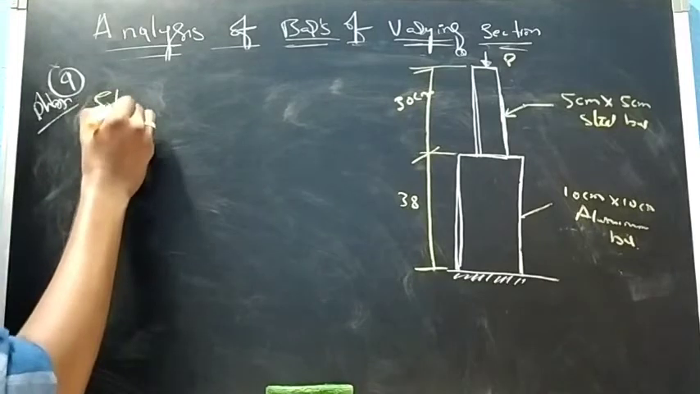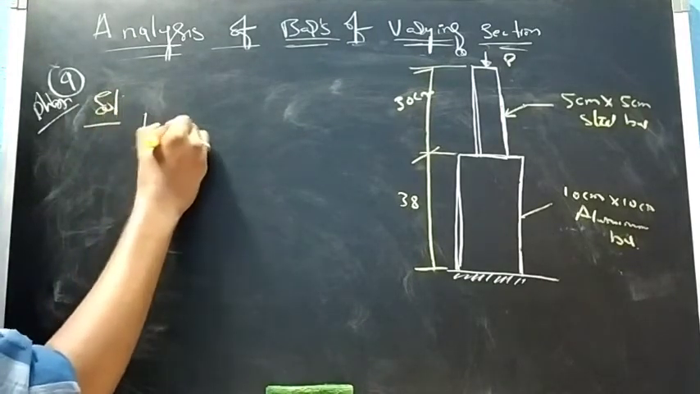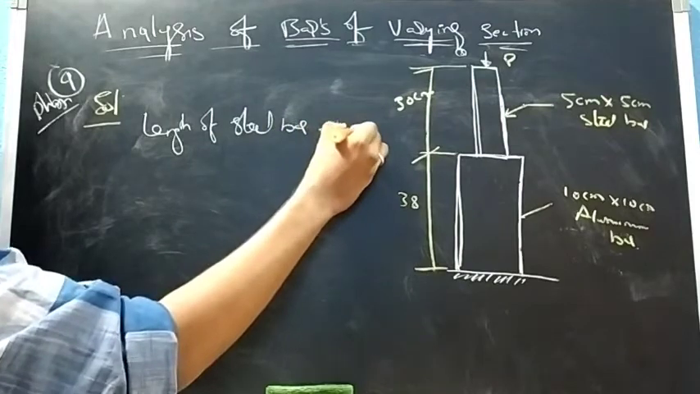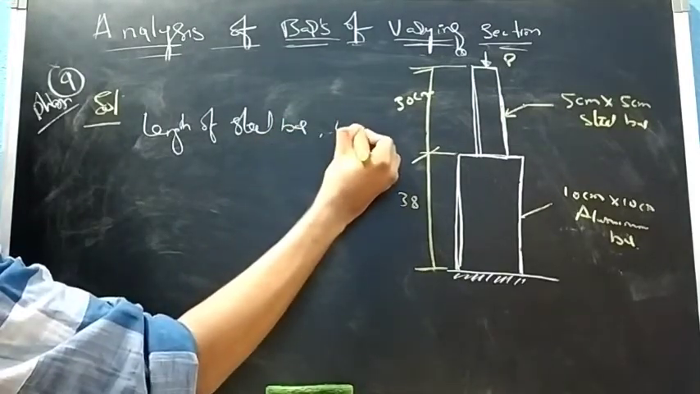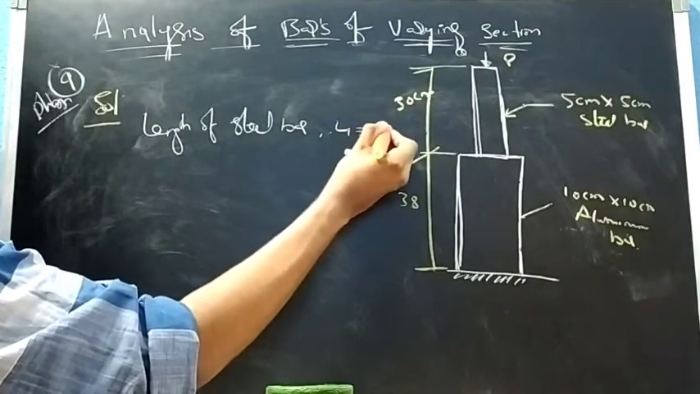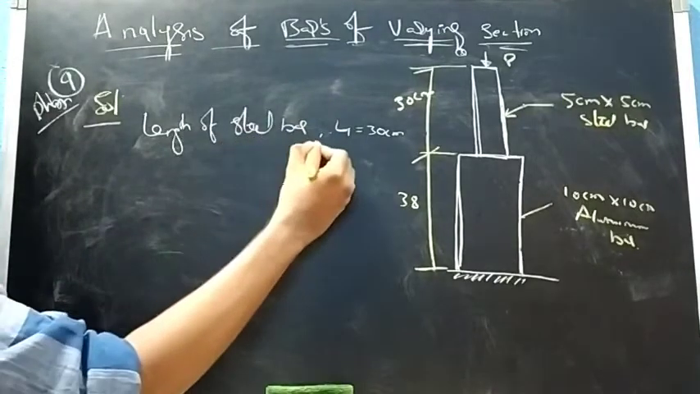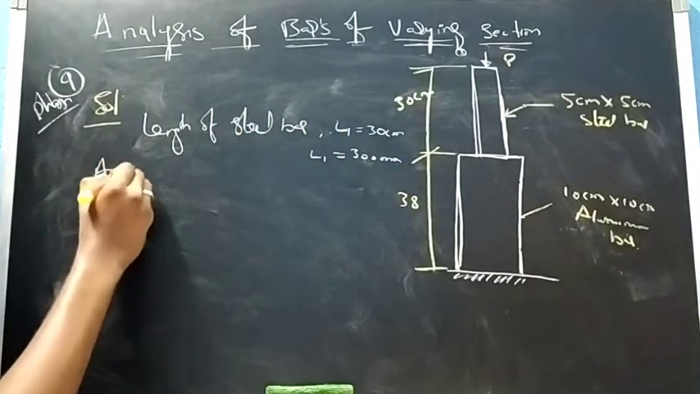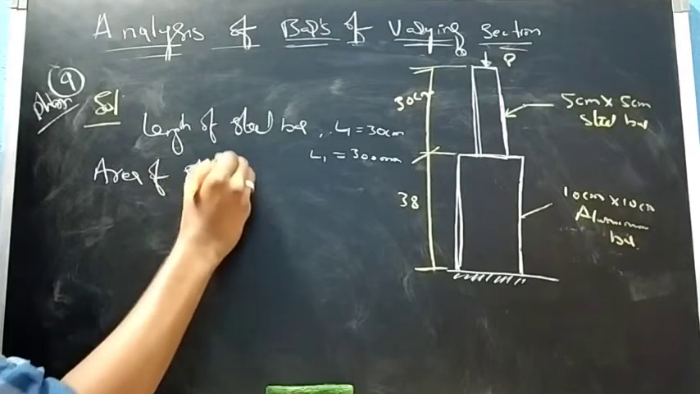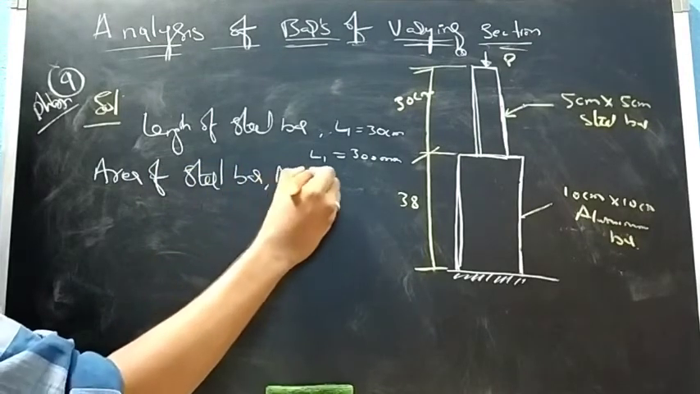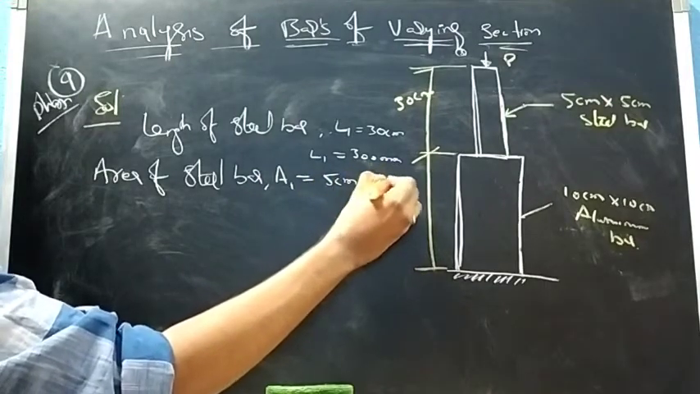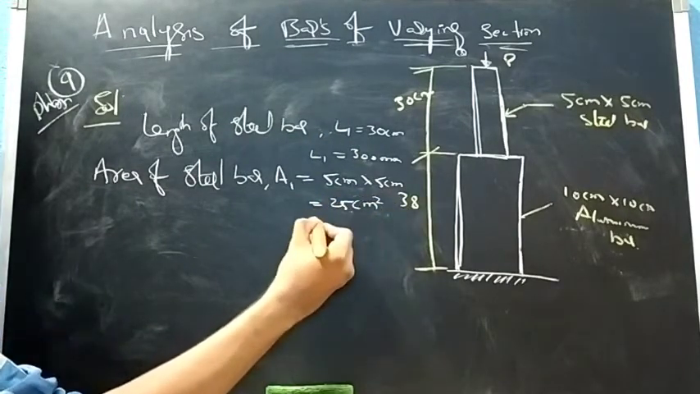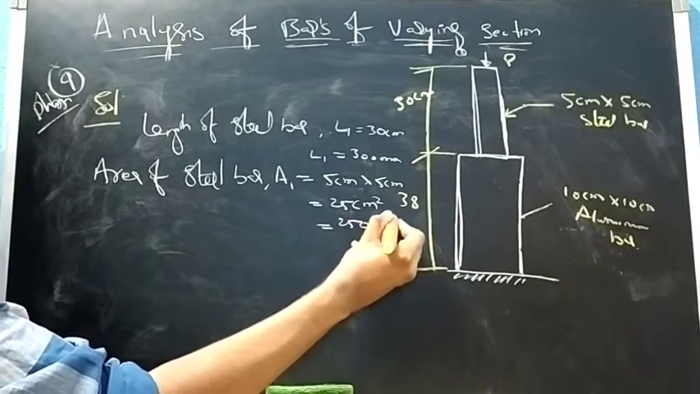Let's write here, the length of steel bar will be L1, and how much is the length? 30 centimeters, right? If you convert into mm, it will be 300 mm. Next, we'll consider the area of steel bar A1, that is 5 centimeters into 5 centimeters. It will become 25 centimeters square. If you convert into mm, it will be 2500 mm square, right?